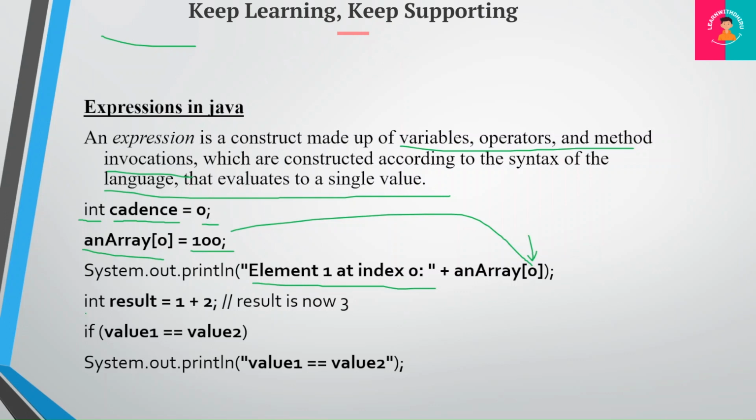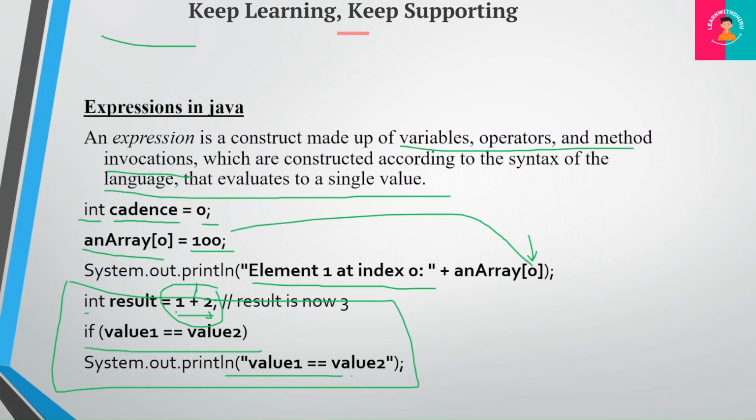Then int result, I'm declaring another variable, int result equal to 1 plus 2. Now it will add these: 1 is data, 2 is data, and this is the operator. Then you can see, if value1 is equal to value 10, print this.